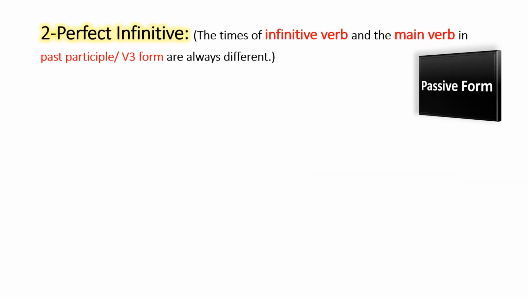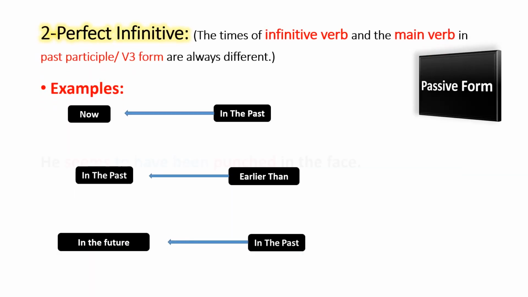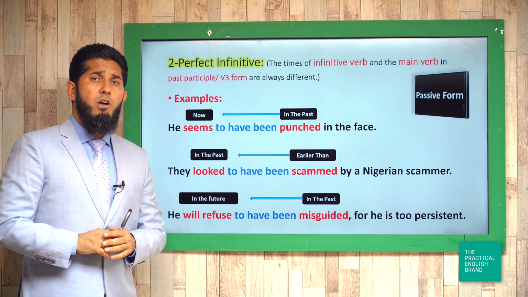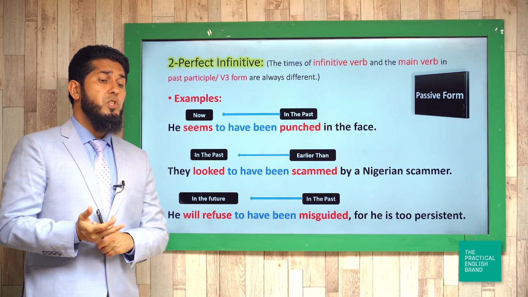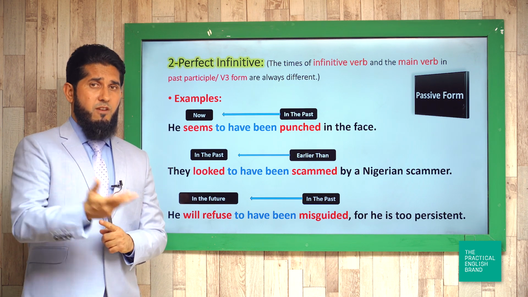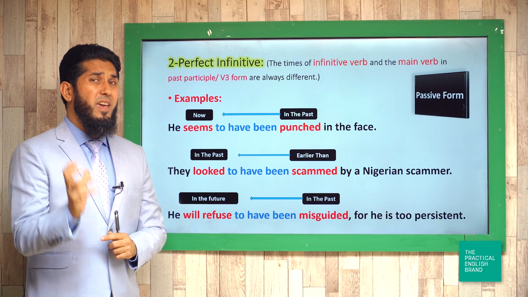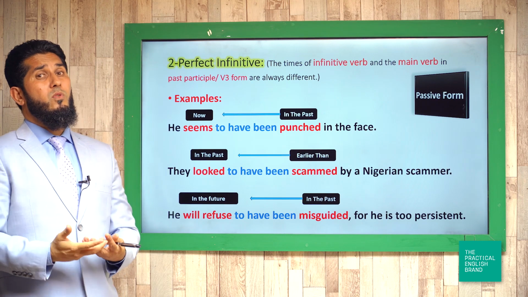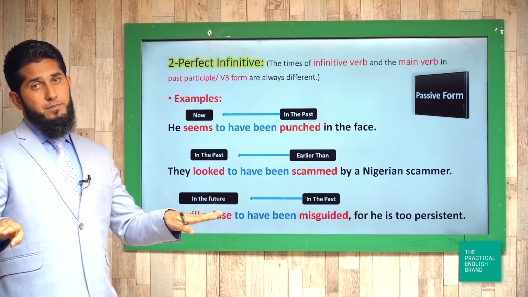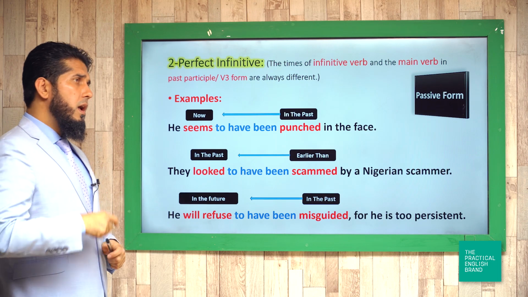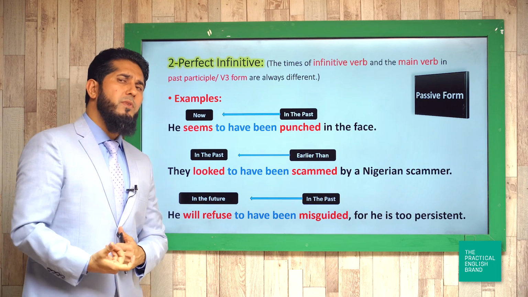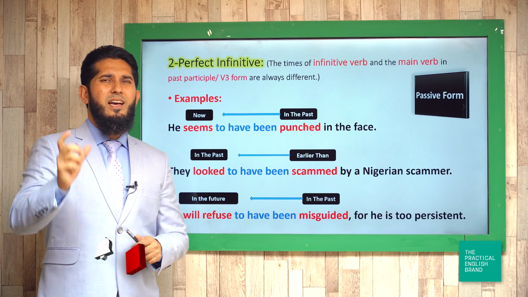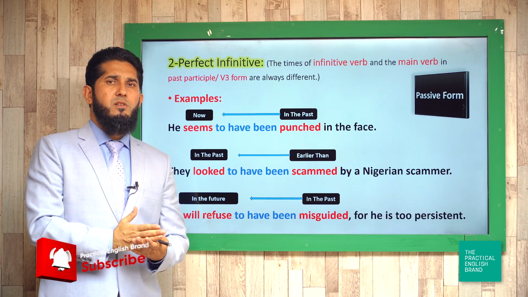And now let's have a look at the perfect infinitive form. Keep in mind that the times of the infinitive verb, which comes before the helping verbs to have been, and the main verb, which comes after helping verbs to have been in past participle form, are always different. They're always different. In other words, when we use the perfect form of infinitive, we cannot talk about the present remark or result of a past action.